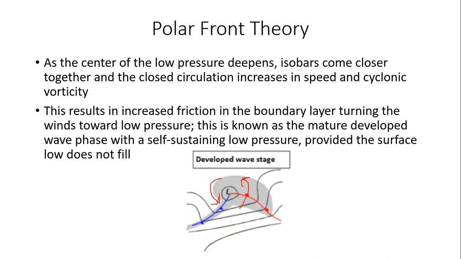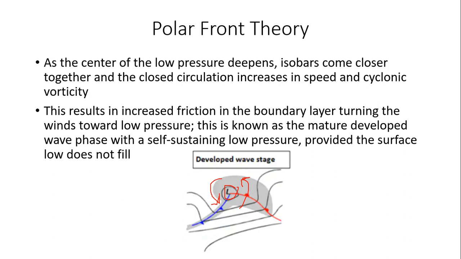It's getting stronger. The area of low pressure, the pressure continues to lower, the barometric pressure, as that low pressure gets stronger. As these winds increase, by the way, the packing of these solid black lines, these isobars, as that wind increases, that's going to result in an increase in friction within the boundary layer close to the Earth's surface. And this is going to turn the winds toward that low pressure. This is known as the mature wave.